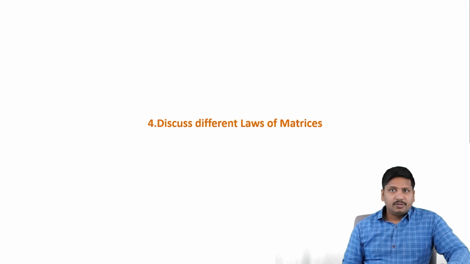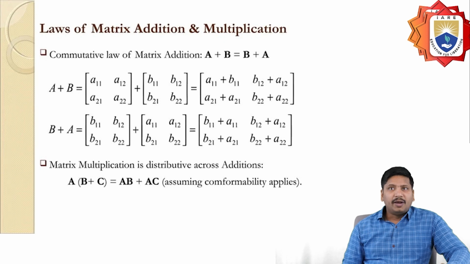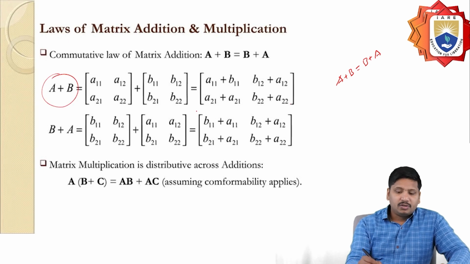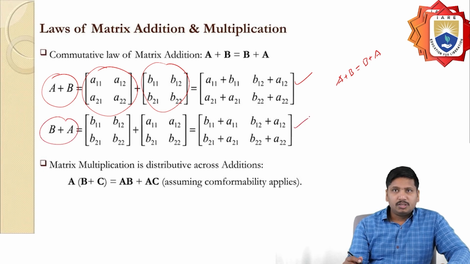Now discuss the different laws of matrices: the laws of matrix addition and multiplication. Suppose I have matrices A plus B; that value should be equal to B plus A. A is one matrix and B is another matrix. If I perform addition, this is the value I get, and if I add B plus A, this is the value I get. All these values should be the same, with no change in the value. And according to matrix multiplication, A into (B plus C) should be equal to AB plus AC.